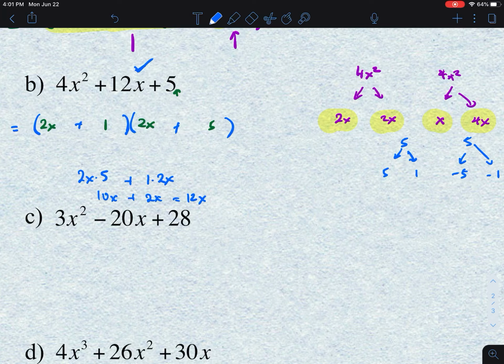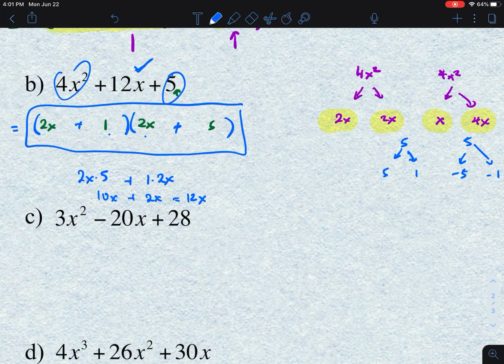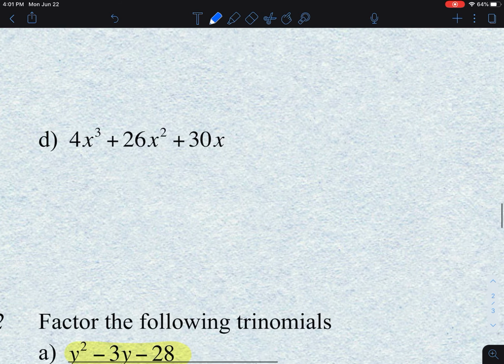Okay, so both of these are positive. So there it is. We got it, right? We got the answer. We got the factor. All right, we got 2x times 2x is 4x squared. 1 times 5 is 5. So that's the first and the last term. And the middle term is 2x times 5 is 10x, and then 1 times 2x is 2x. So that adds together to get 12x. So that is our factor. Okay. Let's do a couple more.